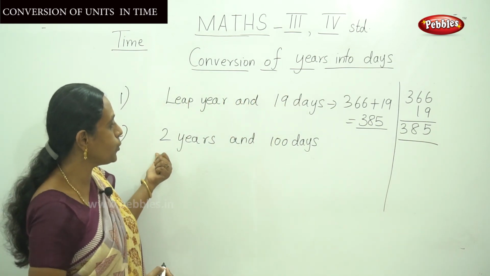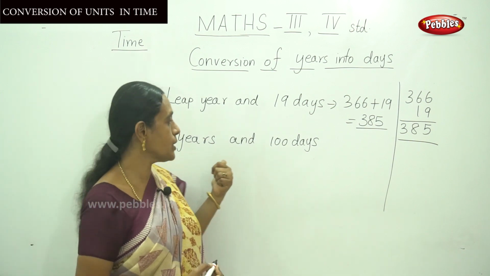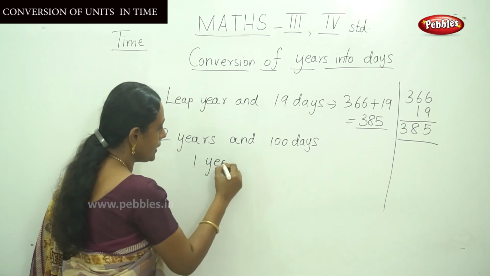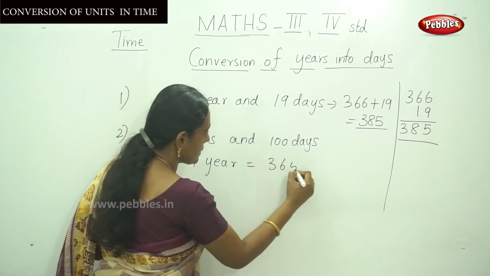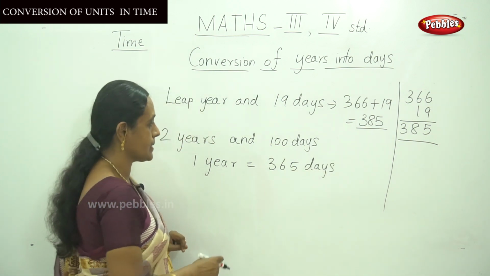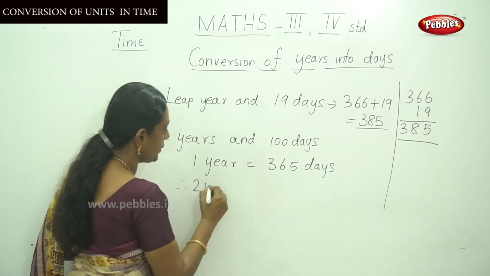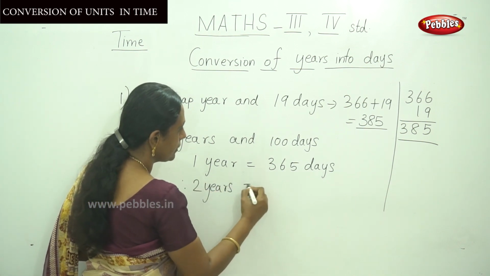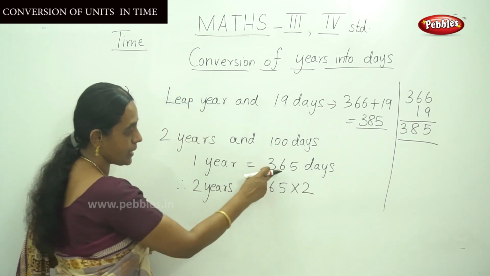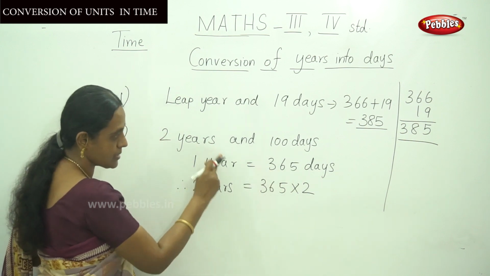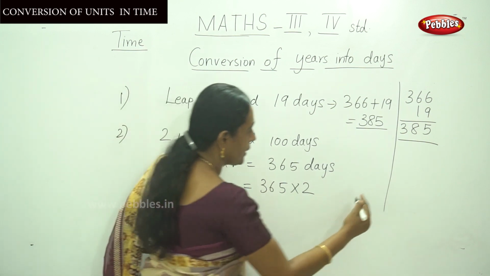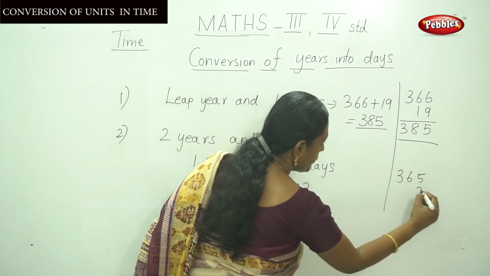And here 2 years and 100 days. This is a normal year. So 1 year is equal to 365 days for a normal year, because February has 28 days. Therefore, into 2 years, 1 year has 365, so 2 years means you have to multiply 365 into 2.